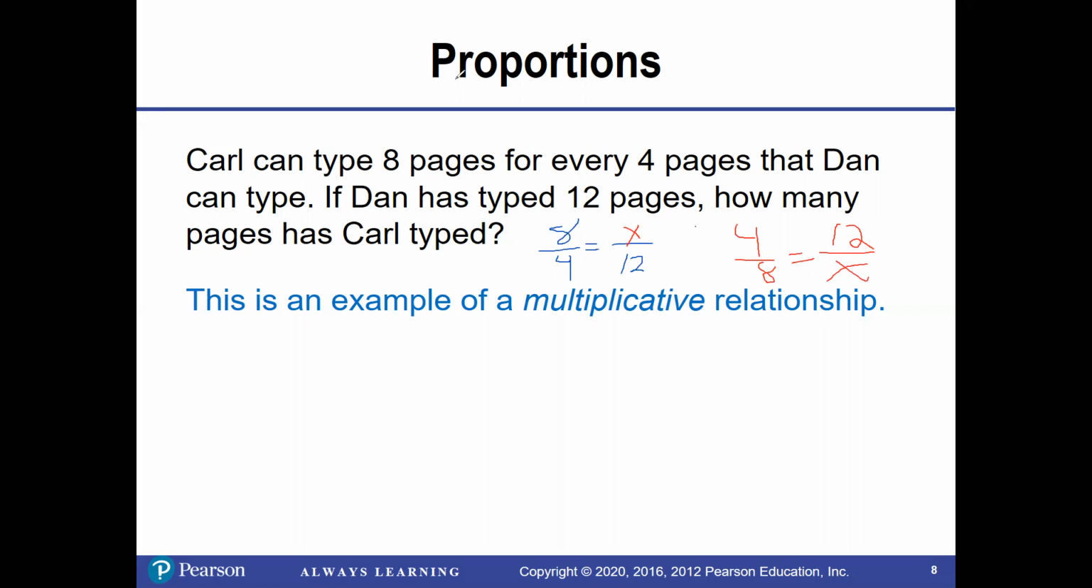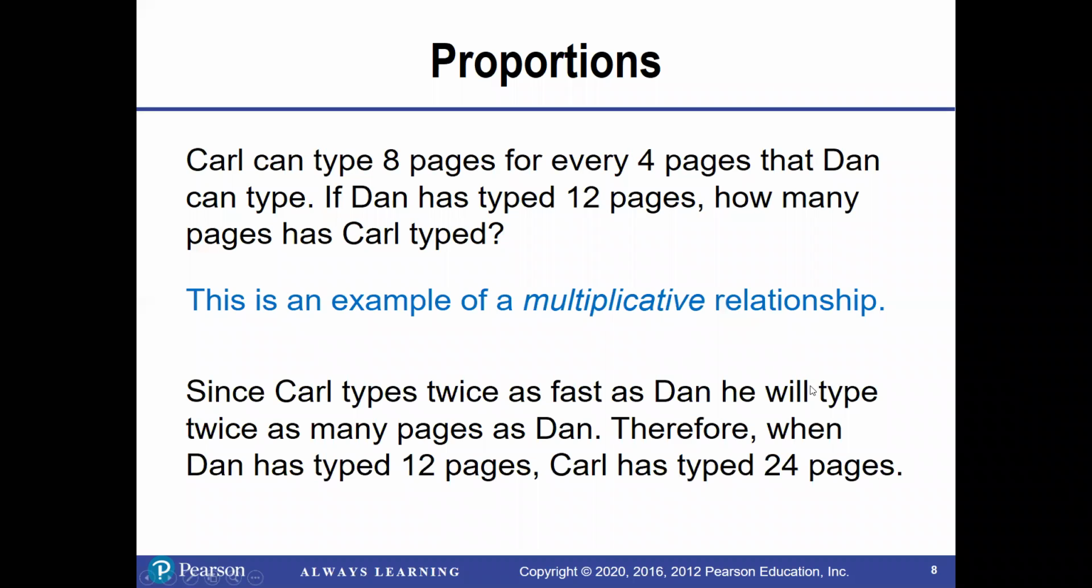So in this process, using multiplication, to get from 4 to 12, I'd multiply by 3. That means if I multiply this by 3, I'm going to get 24. Same thing here. Multiply by 3, multiply by 3, I'd get 24 here. That's where we get to the 24.